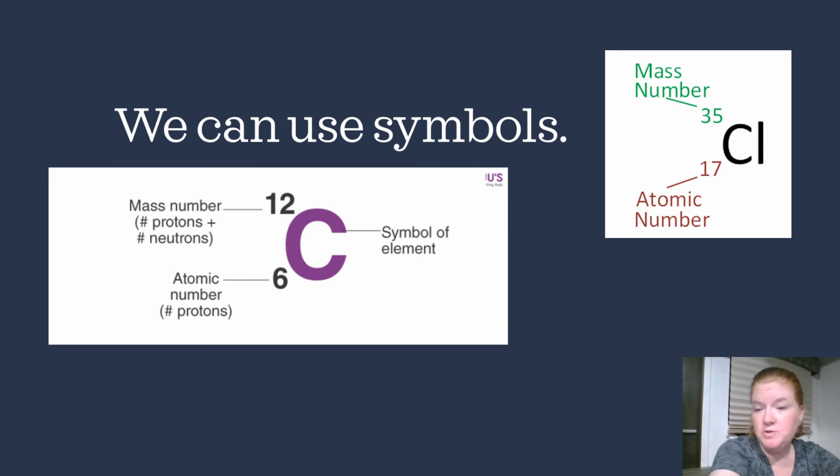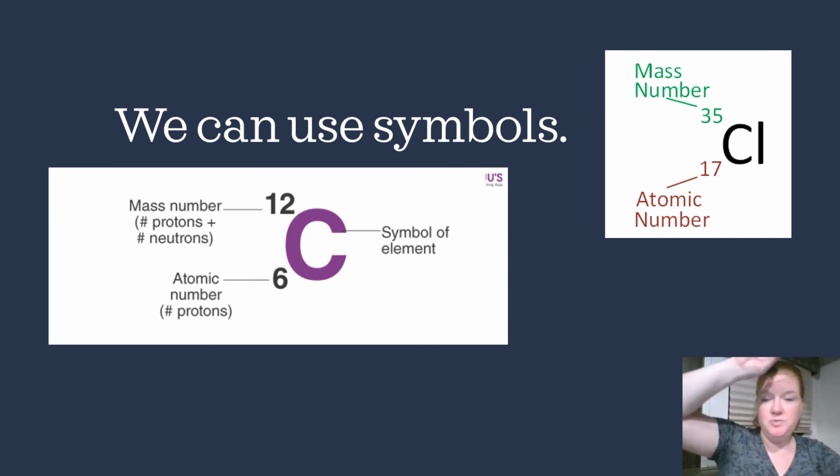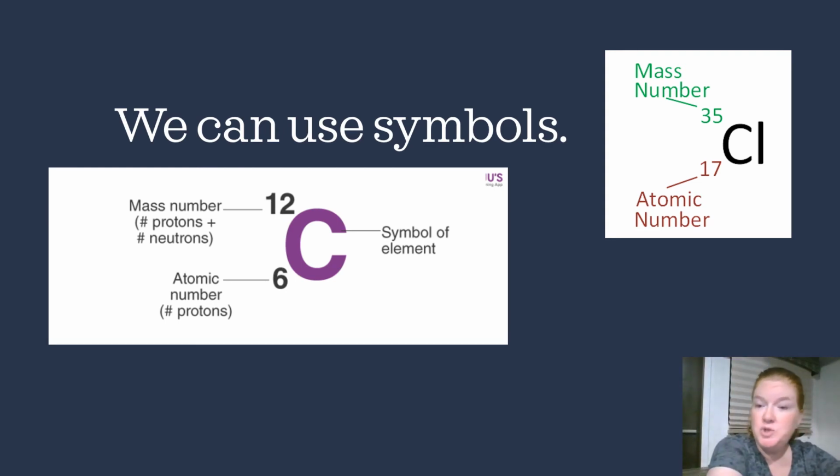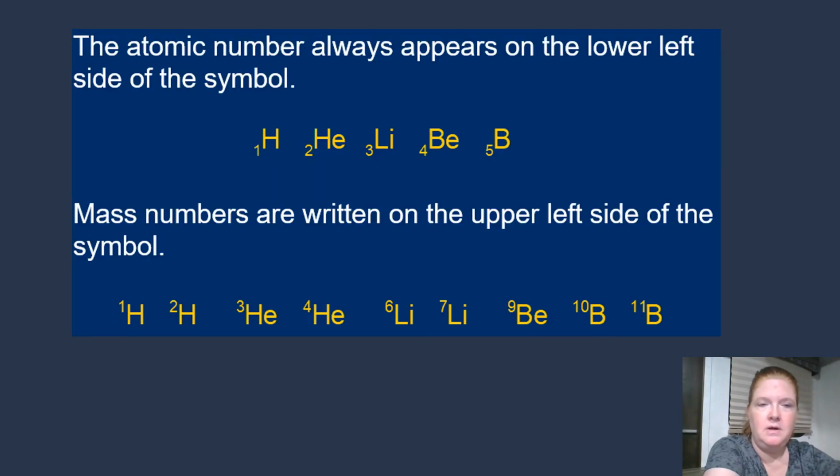So we can use symbols. Remember we talked about this? The mass number is written at the left on the top. The atomic number is written at the left on the bottom. And they're represented with the symbol. So the symbol, mass number top left, atomic number bottom left. So to find neutrons, you just do that subtraction: mass number minus atomic number. The atomic number always appears on the lower left, so you can see those examples, and the mass numbers are written on the upper left, okay? And most of the time they're both written, but they don't have to be. Oh, well, unless that's what the directions say.